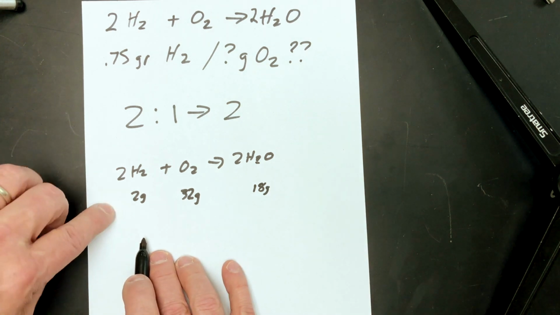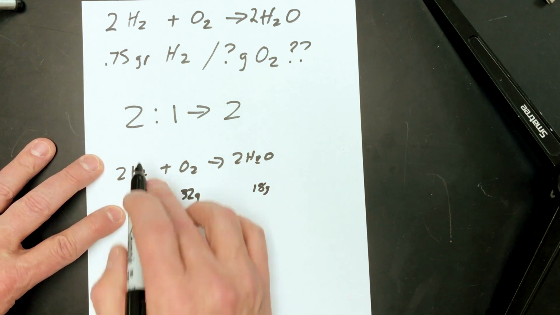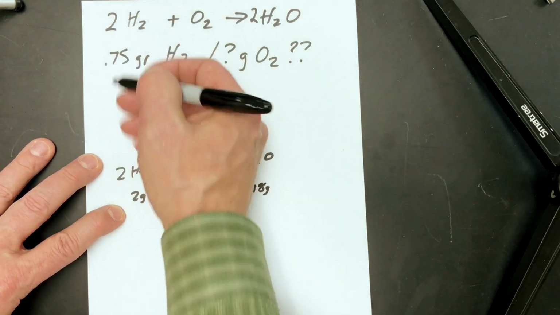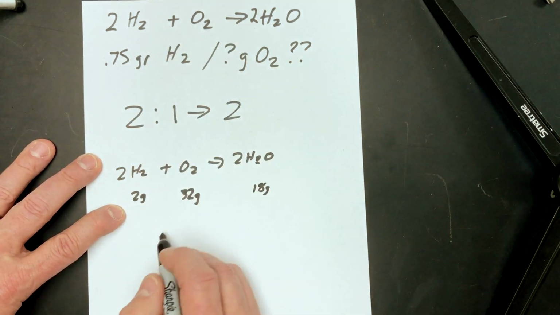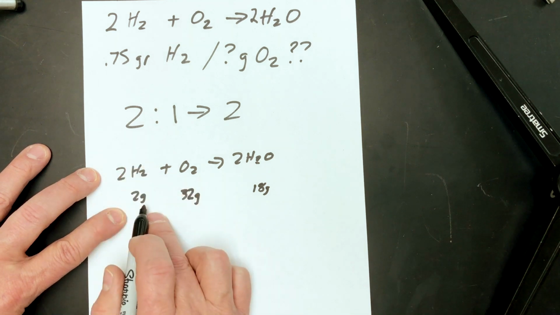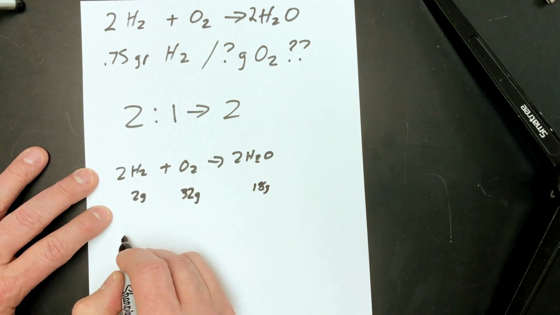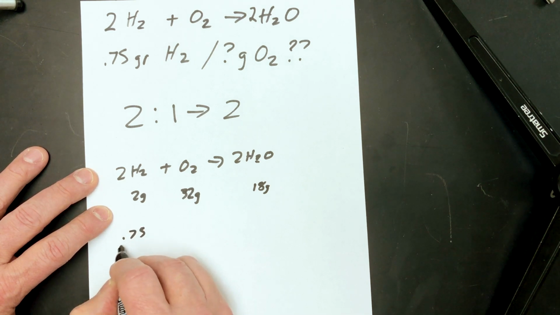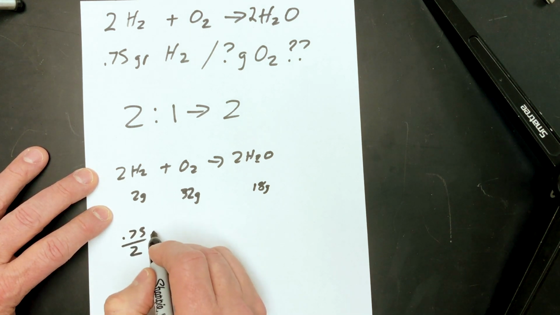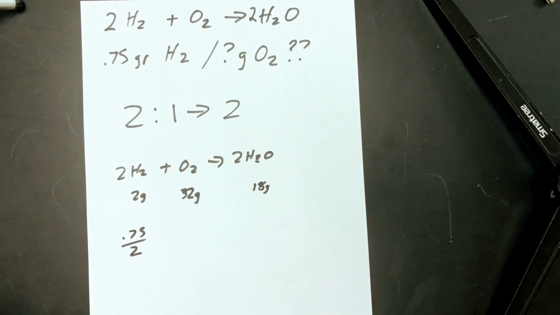So if I were to now figure out how many moles I have, I'm going to take that 0.75 and divide it by the mass of one molecule. So I have 0.75 grams. So I have 0.75 over 2. So I have 0.75 over 2 moles of the element. So here I'm going to put that in my calculator.